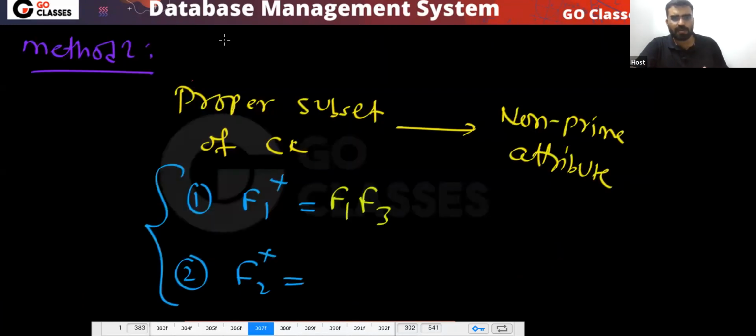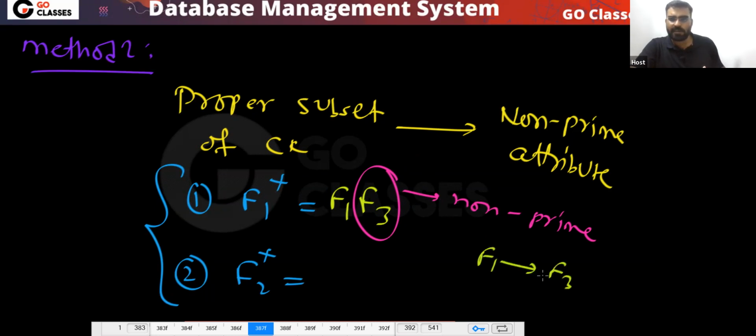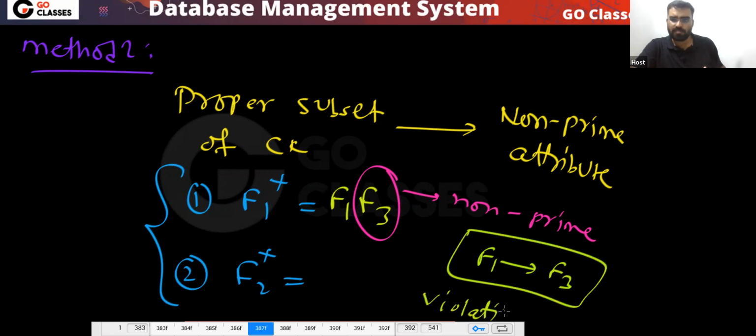So here you can stop. This is a non-prime attribute. So you can notice that F1 is determining F3. This is the violation of 2NF.